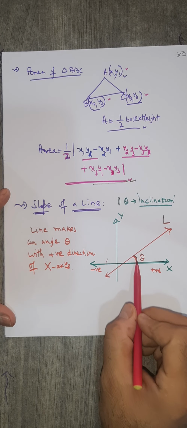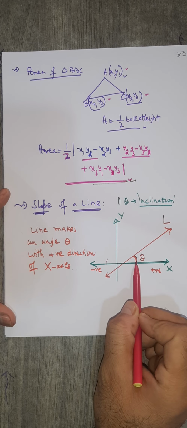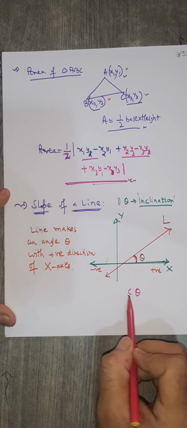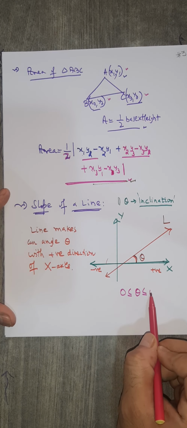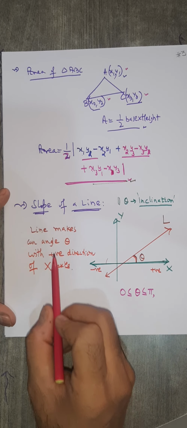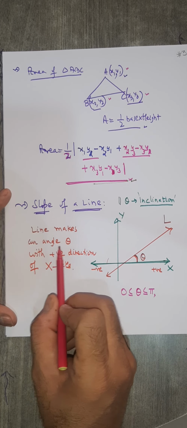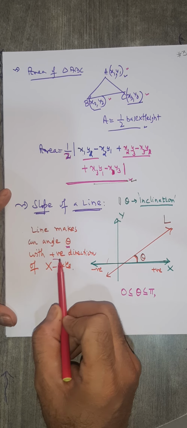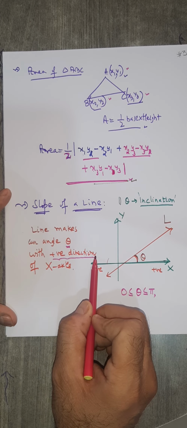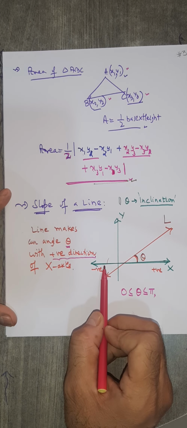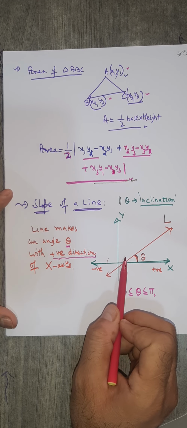So here obviously theta varies from here to here. So it is from 0 to 180 degrees, which is pi. This is the range of theta. But what is important here is that this angle is with the positive direction of the x-axis. We have not taken this angle with the negative direction.